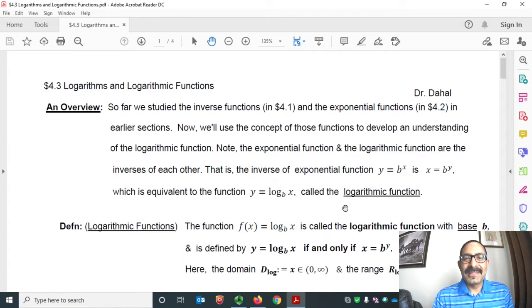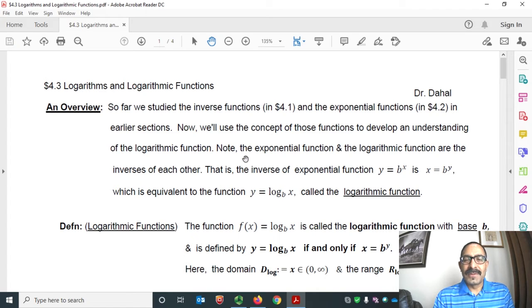In today's class I'm going to cover logarithmic functions. So let's start the class right away. Quick overview. So far we studied the inverse functions and the exponential functions in our earlier sections. So now we will use the concept of those functions to develop an understanding of the logarithmic functions.